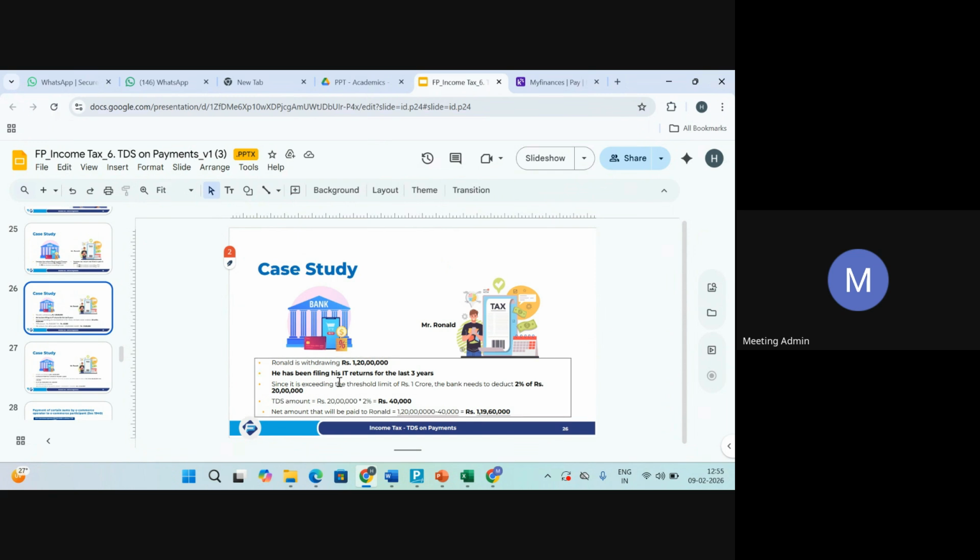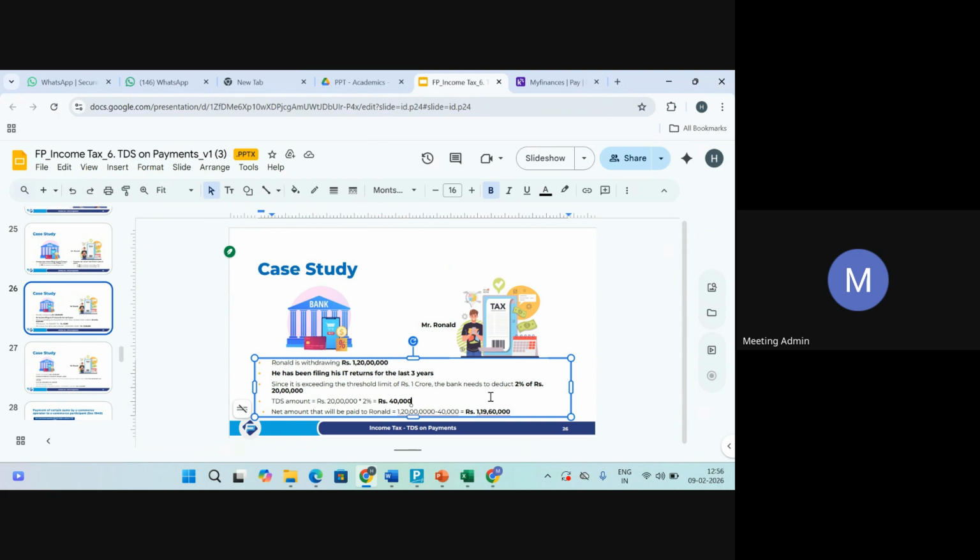So he has filed IT returns for the last 3 years. Since it exceeds the threshold limit, which is 1 crore, the bank needs to deduct 2% on the 20 lakhs. They will be charging 2% on 20 lakhs. The TDS amount will be 20 lakh into 2%, which means it will be 40,000. Okay, 40,000 will be deducted.